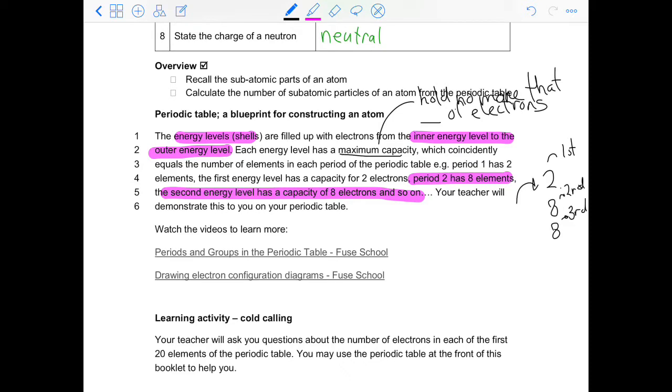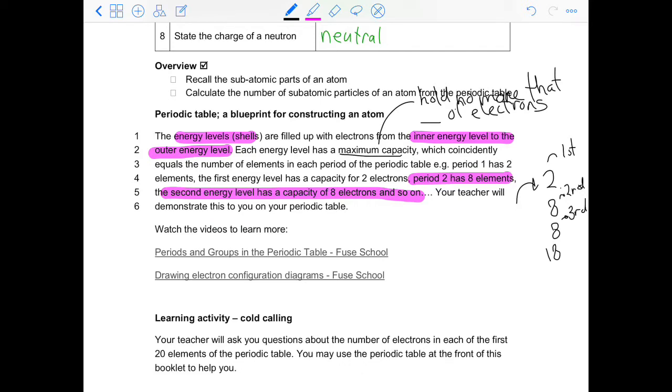We do occasionally use the fourth shell when we're talking about the first 20 elements, so just for potassium and calcium. But if you look on the periodic table, you'll see there are 18 elements in the fourth period. So how many electrons do you think can fit in total in that fourth shell? Yes, it is 18. But you only ever need to put a maximum of 2 in there, but it can hold more than that.